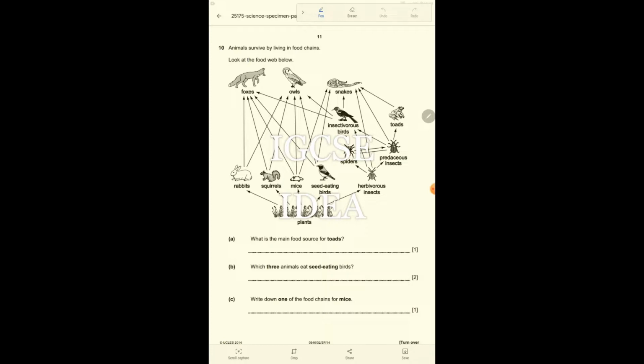What is the main food source for toads? Okay, toads are over here. The arrow shows predaceous insects are eaten by toads. So, predaceous insects. Okay. Now, which three animals eat seed-eating birds? So, seed-eating birds is this, and it's eaten by snakes, owls, and foxes.